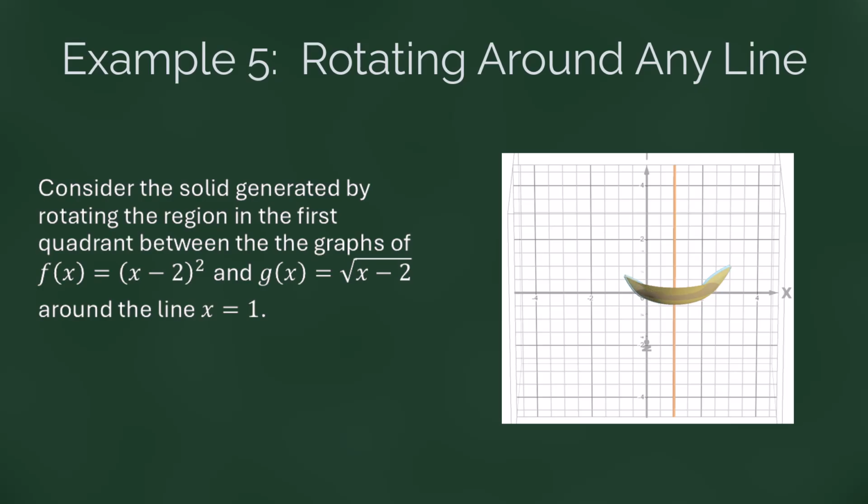In our previous examples, we always rotated around the x-axis or the y-axis, but there's no reason we have to do that. So now we're going to take a look at an example where we rotate around a different line. Here we're going to take the curves f of x equals x minus 2 squared and g of x equals the square root of x minus 2, and we're going to rotate those around the line x equals 1 and compute the volume of the solid that we generate.